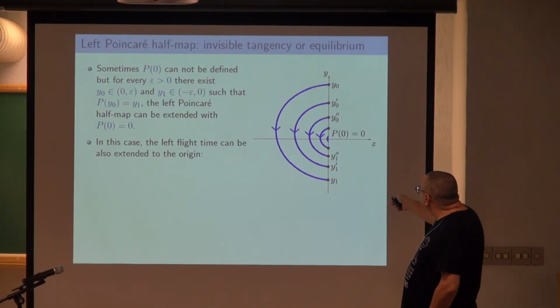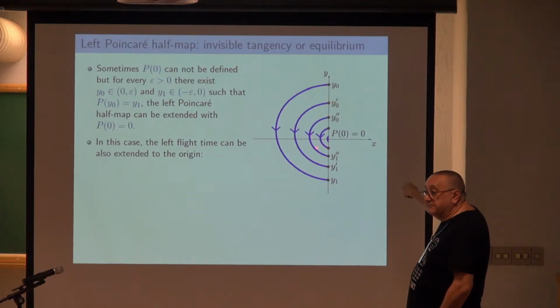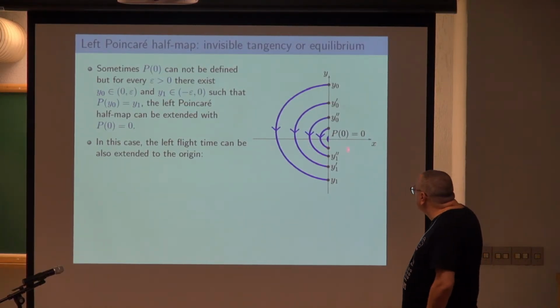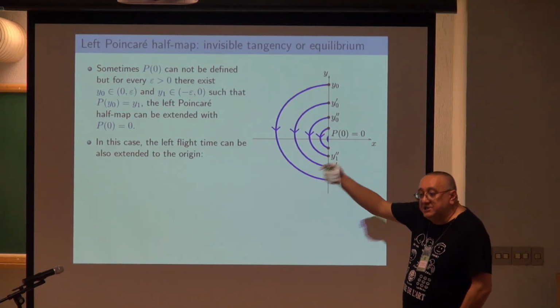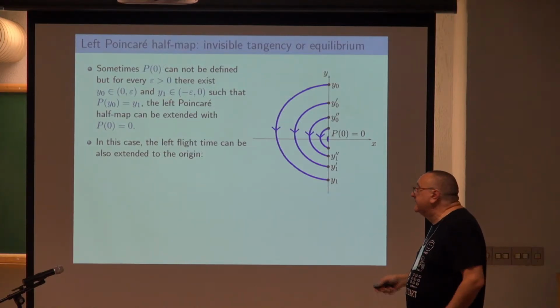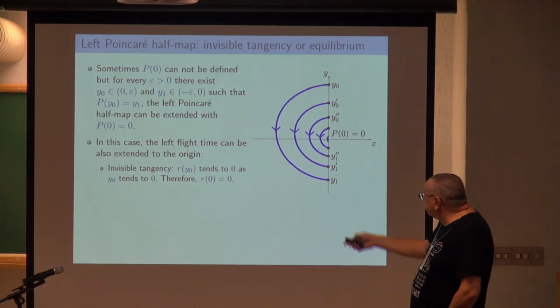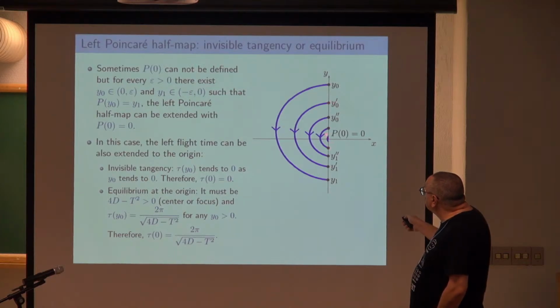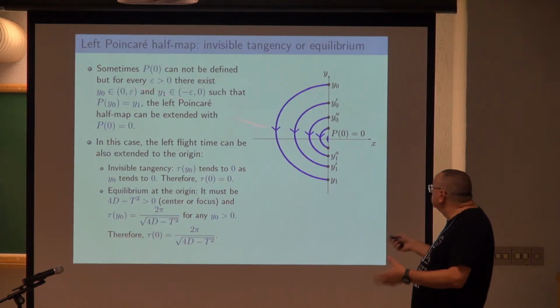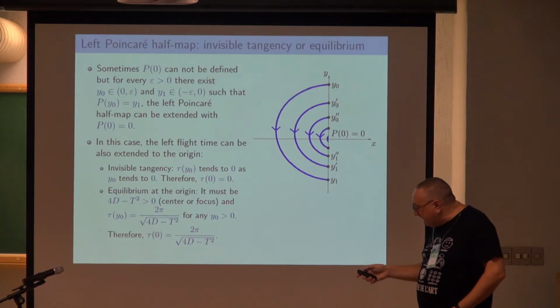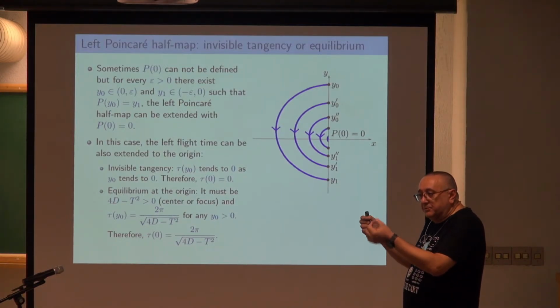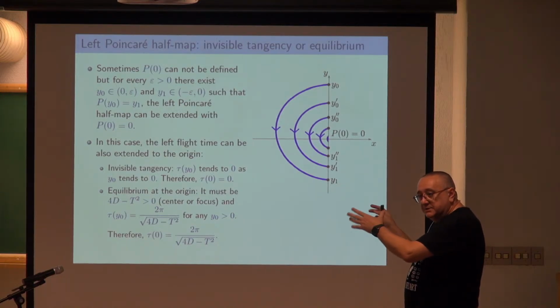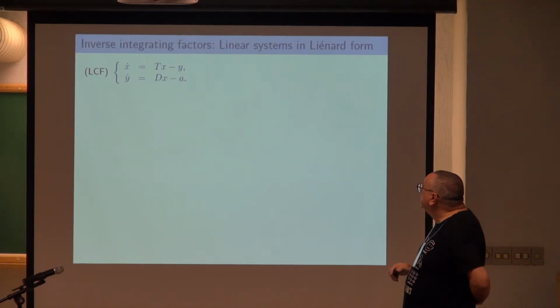If this is just a tangency, not an equilibrium, then all these times will go to 0. So the flight time here will be 0, and so this will not satisfy the definition of the quantum map. So we have to add this one. Well, this is the invisible tangency. And if you have an equilibrium at the origin, then the flight time is always the same. So it is natural to extend this here with the same flight time. This is important in some details of the proofs. Perhaps I'm not going to talk about them during the course, but it is important sometimes. Okay.